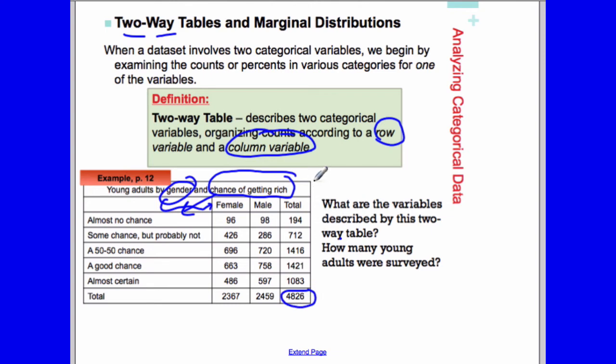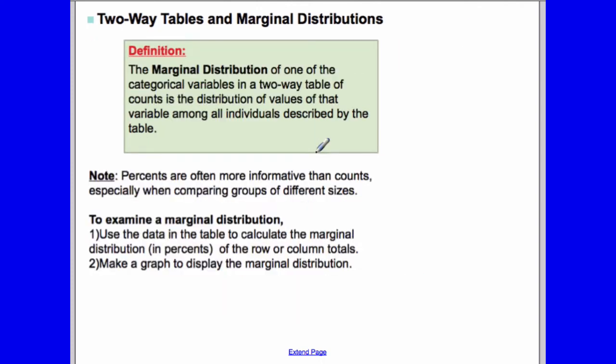4,826. Notice what we've done is we've added something in the margins that we call the totals. If you add up the totals, 96 plus 98, a total of 194, figure there's almost no chance. 712, figure there's some chance. 1,416, 50-50 chance, etc. Out of the whole group, 2,367 were females, 2,459 were males. These two numbers will add to give you 4,826, and all of these numbers will still add to give you that exact same number. But we're talking about totals, and that's where our marginal distribution comes into play.